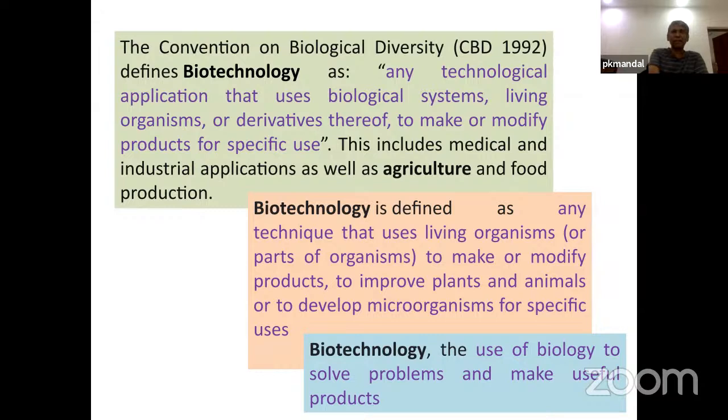But in that case, everybody will say that anybody working with a living system to produce something is doing biotechnology. Whether it is curd making, my mother is making curd, so I'll tell you she is doing biotechnology. But from there it has changed a little bit. The name biotechnology itself actually came much later.